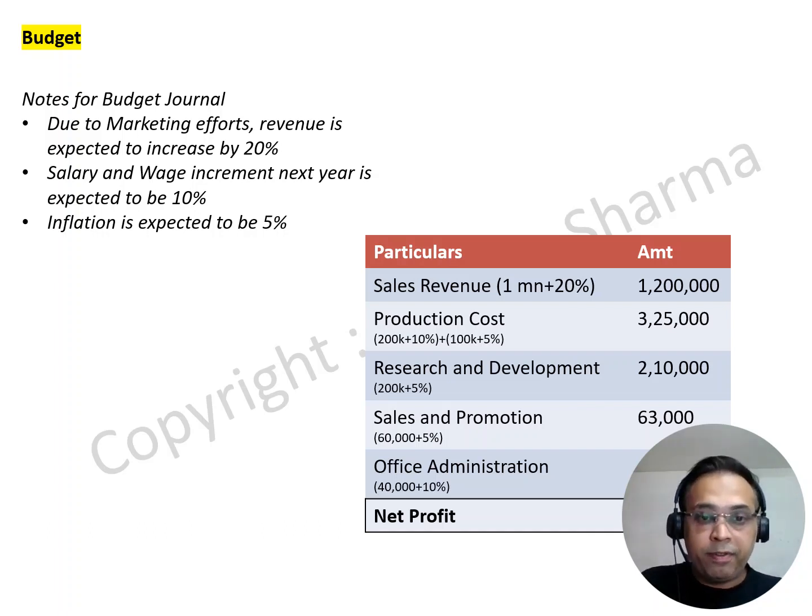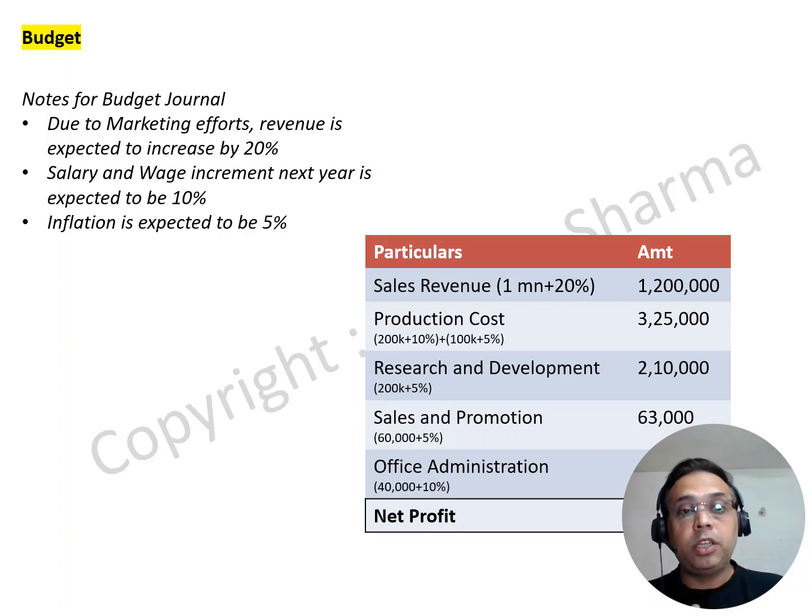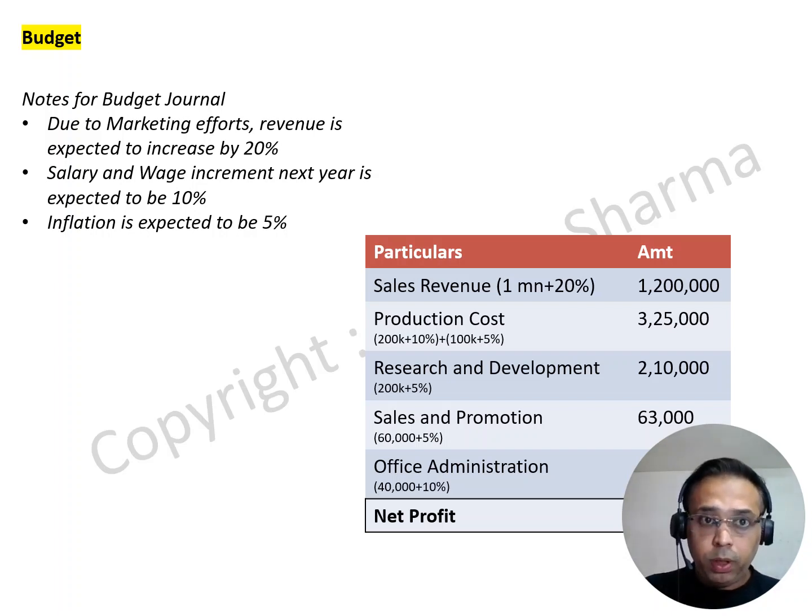So if I have projected a revenue of 1.2 million next year, why? What are the factors that are leading to the increase? Why from 1.1 million to 1.2 million? If I'm projecting a production cost of 325,000, why? So these are the explanations you will have to provide. Now, with this, you get a sense of what budgeting is, right?